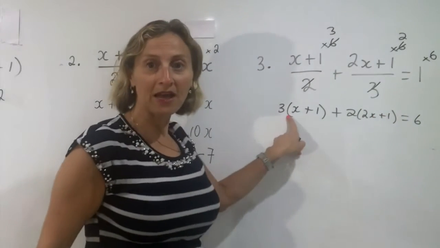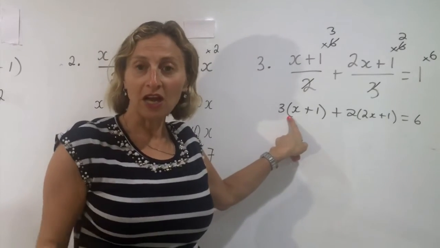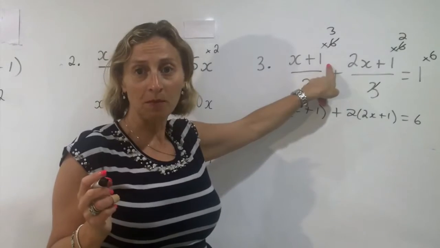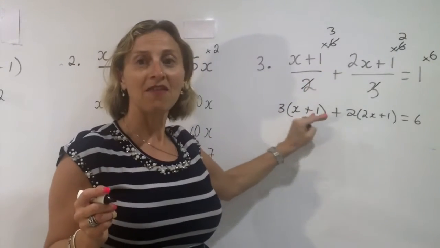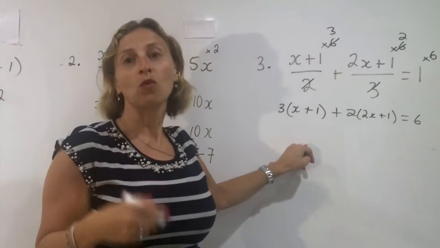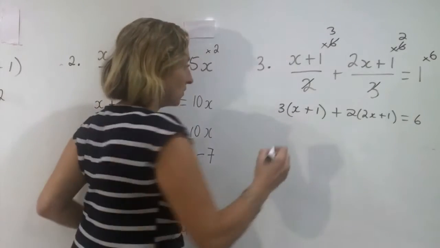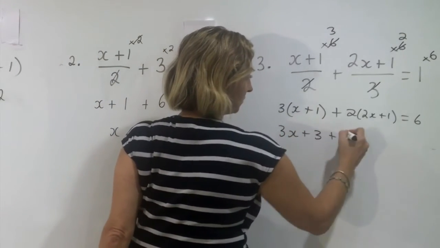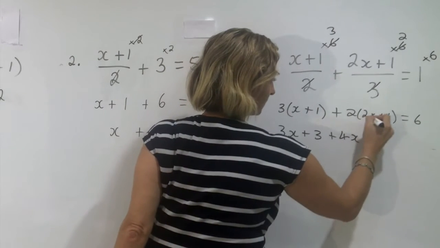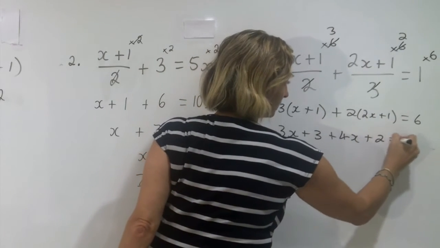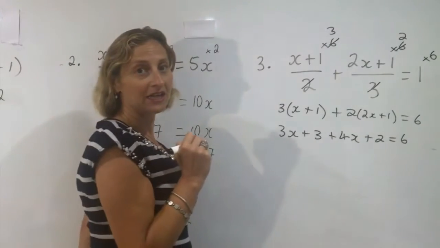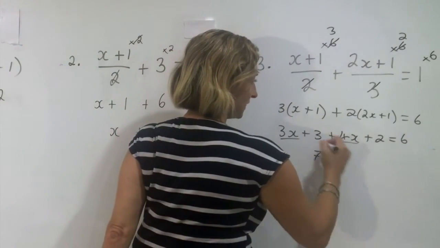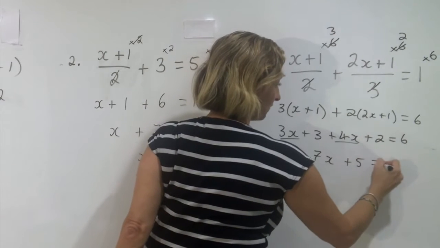I do not multiply everything first. I like to do one thing at a time. So it's 3 times everything on the top. I put it in brackets, and then my next line of working will be getting rid of the brackets. So now I have 3 times x is 3x, 3 times 1 is 3, 2 times 2x is 4x, 2 times 1 is 2. Then I collect terms. 3x plus 4x is 7x, 3 plus 2 is 5.